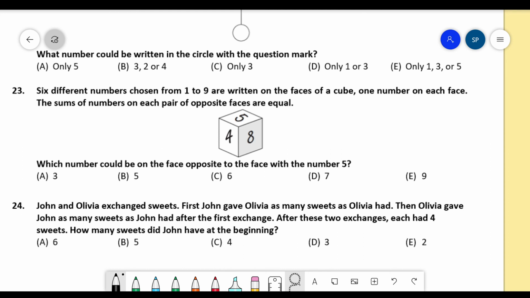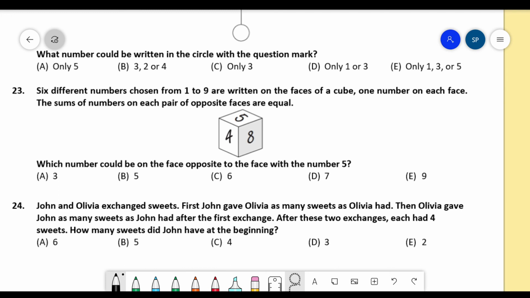So in this cube, they're asking us what number could be put on the opposite face of 5 so that the sum of the numbers on opposite sides are equal for all pairs. And it said not from 1 to 6, but 6 numbers from 1 to 9 are written. That doesn't mean a cube has 9 sides, that's impossible. Only 6 numbers out of the 9 are chosen to be in this cube. We have to remember that.